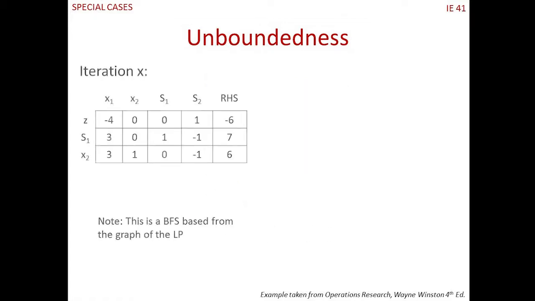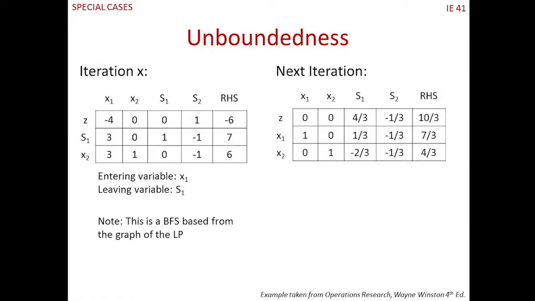For example, take note, this is a BFS based from the graph of the LP. Make x1 enter and s1 leave the basis. We can see from this iteration that we can let s2 enter the basis, but if we do this, we will not be able to find the leaving variable. This case implies that we have an unbounded LP.